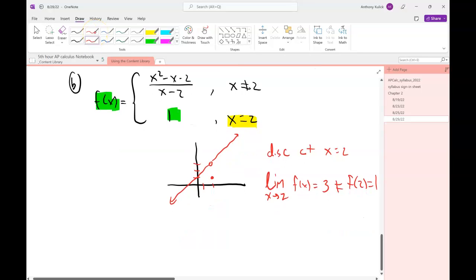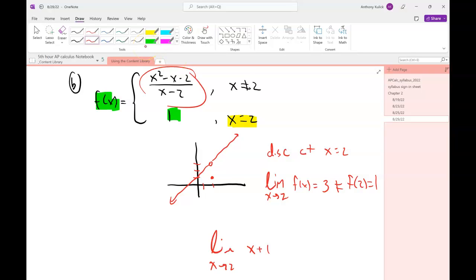So if I'm doing the limit as x approaches 2 of x plus 1, which is what this simplified down to, that's just 2 plus 1, it's 3. I can just use direct substitution to evaluate that. Or you could look at the picture that we drew. That would be fine also. Is that okay?